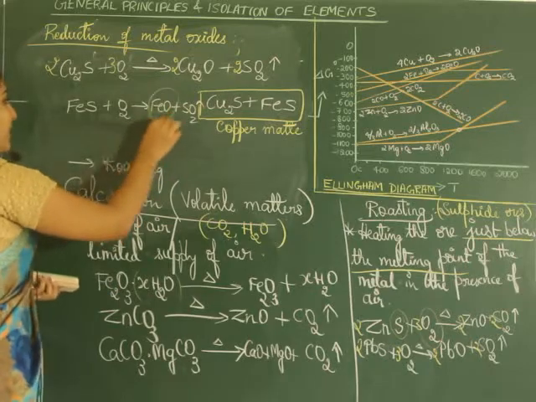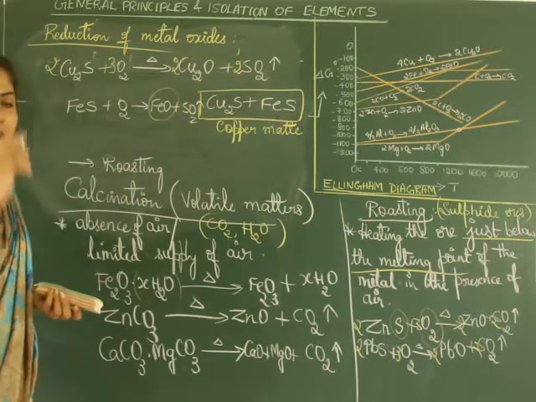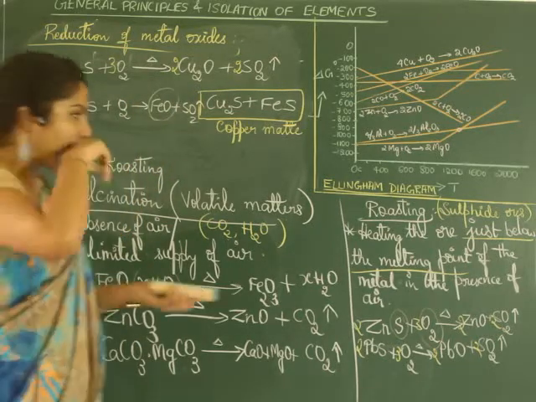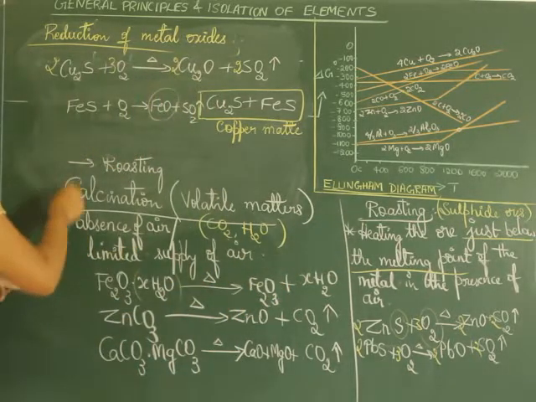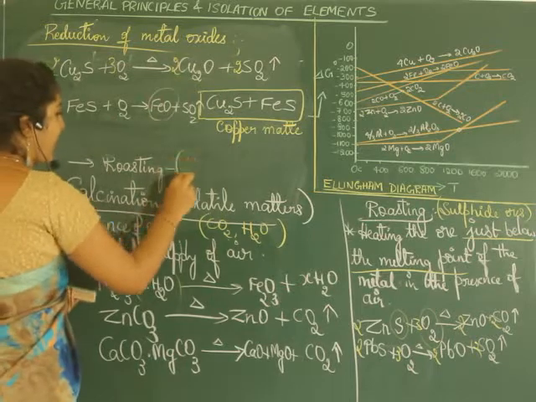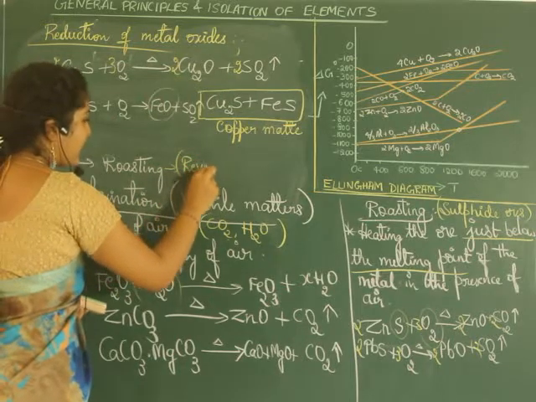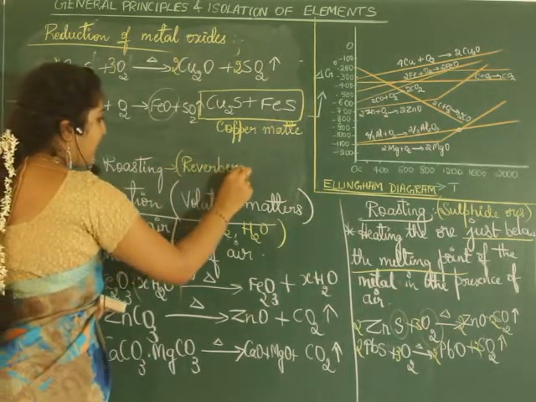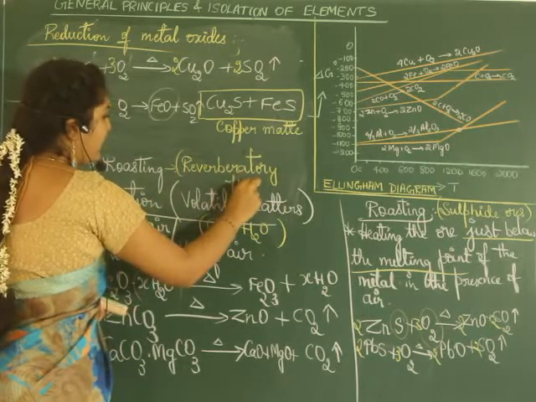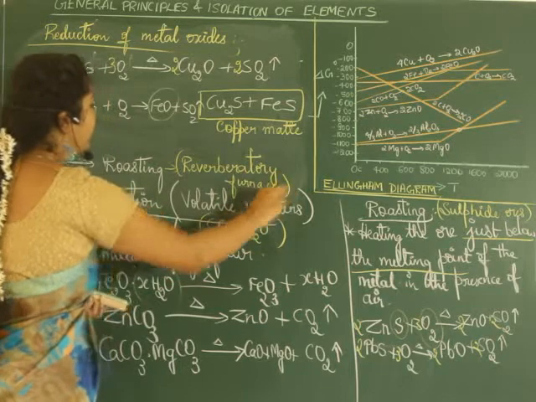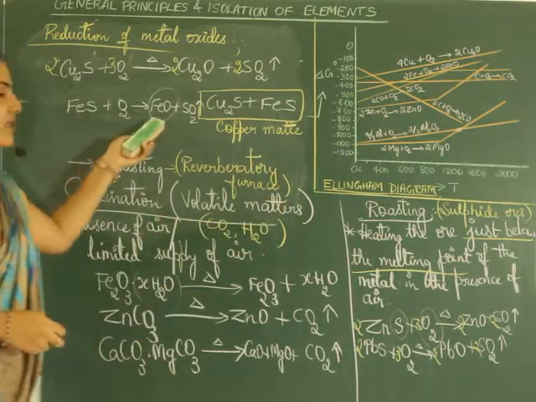Now this will be treated with silica. Usually there is a furnace. Roasting is also carried out in a furnace called a reverberatory furnace. Okay, here what happens?